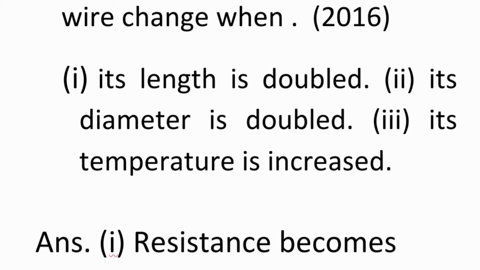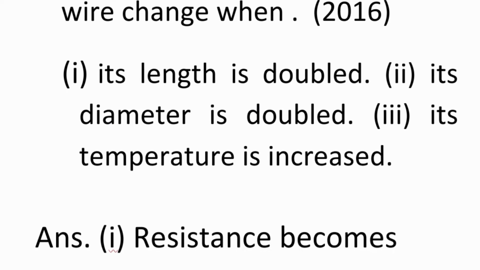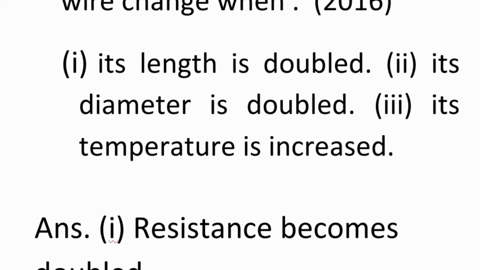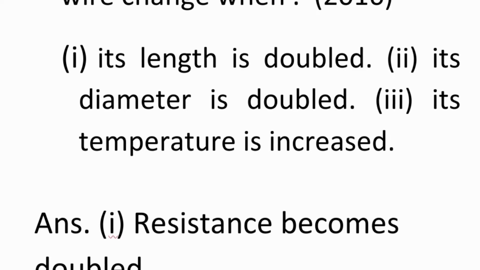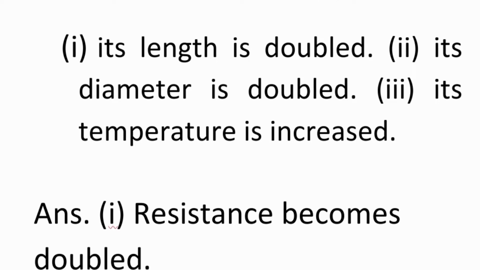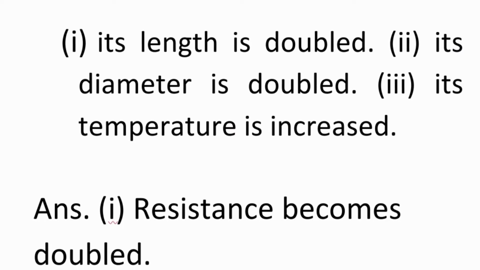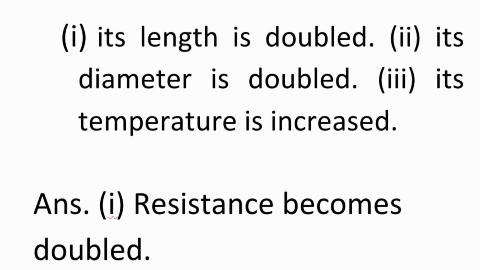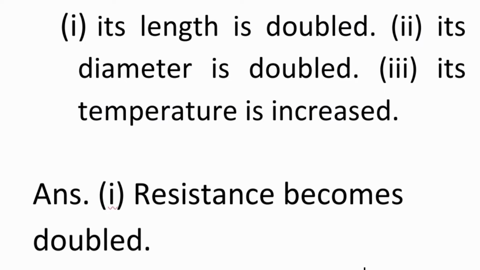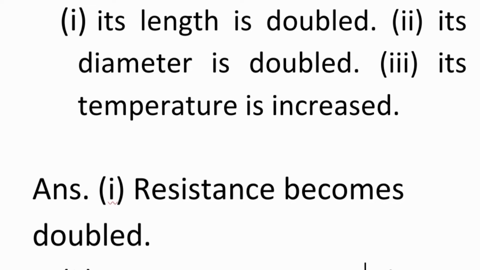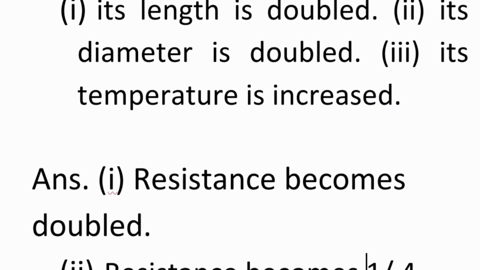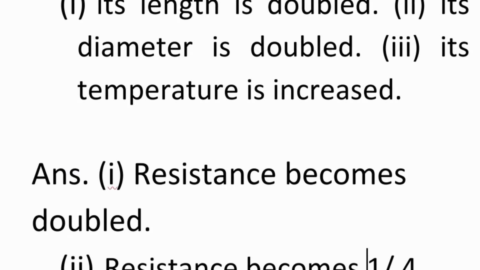It is if the length is doubled. So how are the resistance and length related? Yes, we have studied that the length of the conductor is directly proportional to the resistance, right? As the length increases, the resistance also will increase. So how can we answer? If the length is doubled, then what will happen to the resistance? Yes, the resistance also becomes doubled. So the first question is over now.